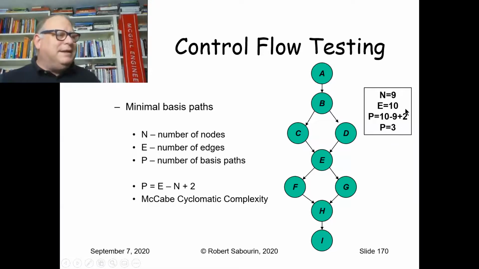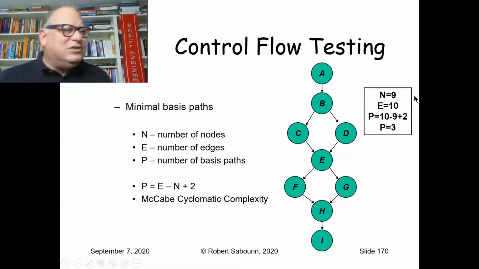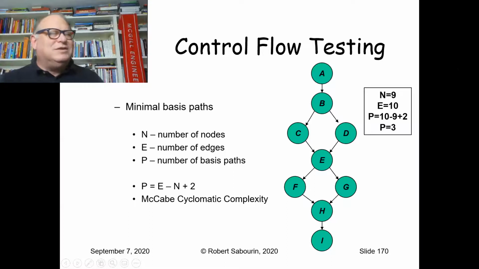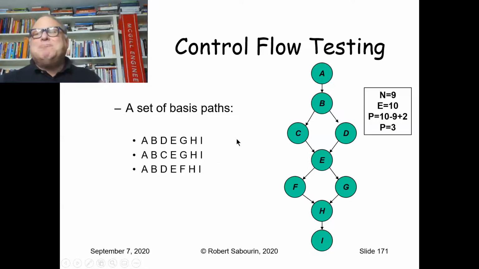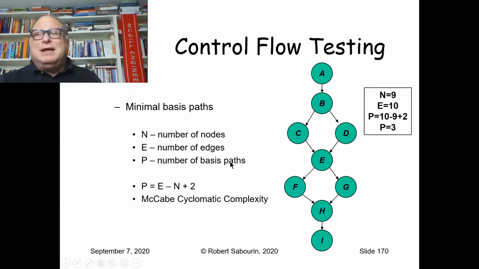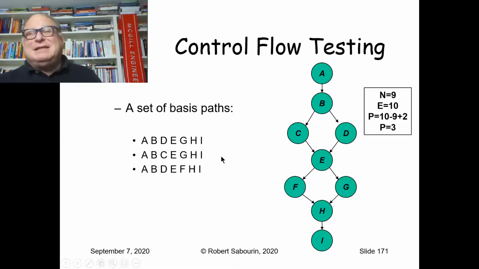And of course, McCabe gets into fancier calculations of this when he has situations which he calls disconnected graphs and all sorts of things like that. So for me, most of the graphs I work with are connected graphs with many, many nodes and many, many edges, but they can all be drawn basically on a sheet of paper here. And it's fairly interesting to do that. The basis paths, well, this is one set of them. There's more than one solution to the problem, but this is one set.